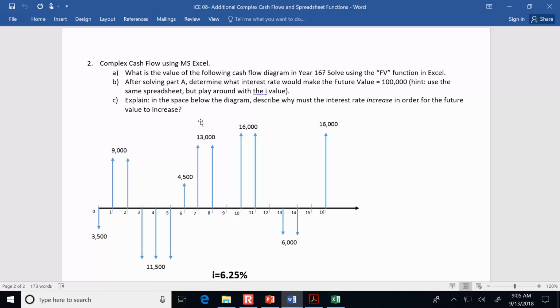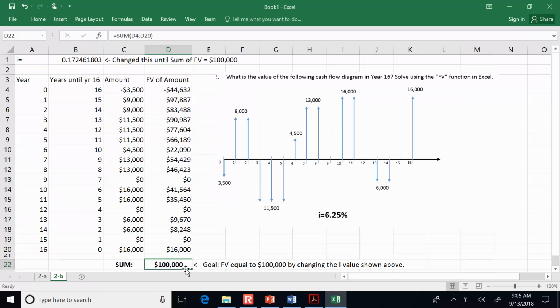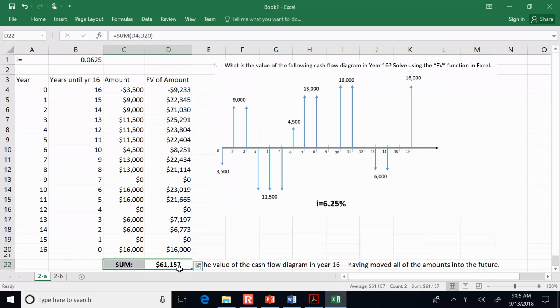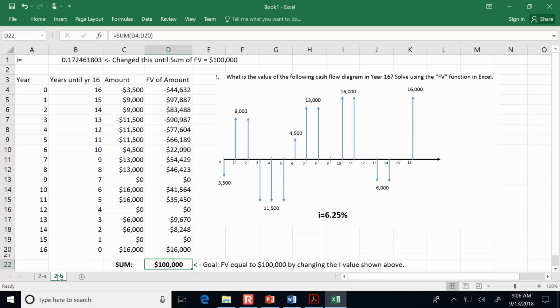So you'd say something along the lines of moving money into the future is compounding, and the higher the interest rate, the more interest you have. We were originally only at 61,000, so to get it higher, we need more interest, and so a higher interest rate. So just talking through the directionality of the solution.